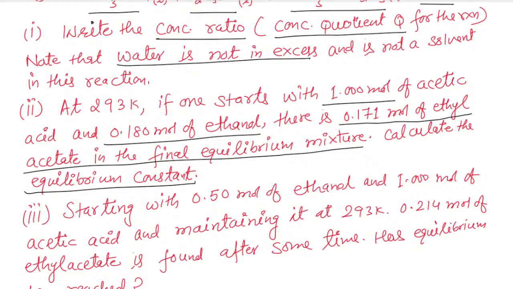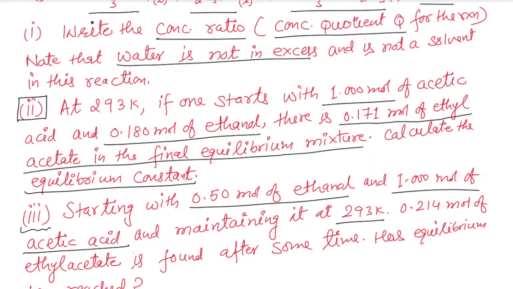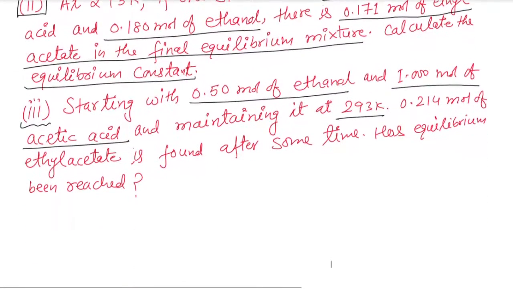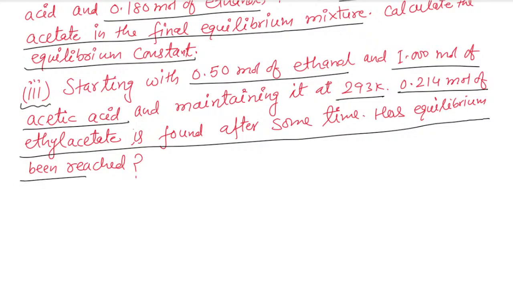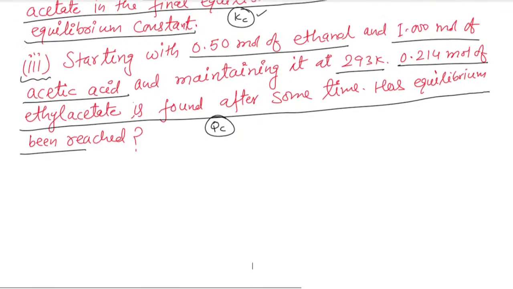And then at 293 Kelvin, if one starts with 1 mole of acetic acid and 0.18 mole of ethanol, there is 0.171 mole of ethyl acetate in the final equilibrium mixture. So what is the equilibrium constant? From here we calculate Kc. Then we start with 0.5 mole of ethanol and 1 mole of acetic acid, maintaining it at 293 Kelvin. Temperature is the same, so Kc remains the same; the equilibrium constant is constant at constant temperature. So 0.214 mole of ethyl acetate is formed. We have to find out whether equilibrium has been attained. That means if Qc calculated from this reaction equals Kc obtained from the second statement, then it is at equilibrium, otherwise it is not. So these are the questions.